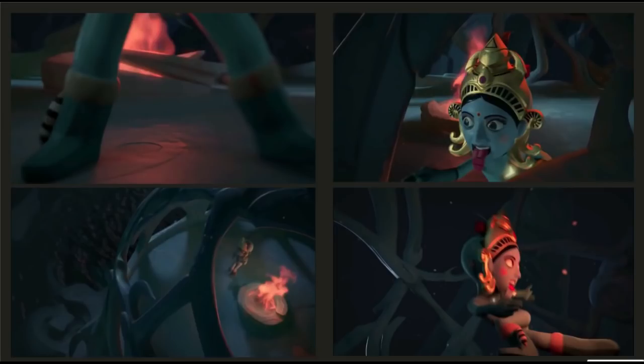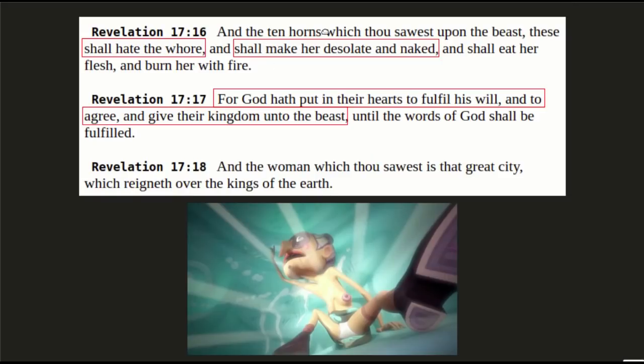And so if this is a representation of what the beast is doing to the whore, it actually captures it pretty well if you were to think of it metaphorically as Kali stomping on Shiva. They've been partners for a very long time, the beast and the whore, and now the beast is about to destroy her. Now, biblically, that actually is what happens to the Catholic Church, right? Or the whore of Babylon in Revelation 17. How is the whore destroyed in the Bible? The 10 horns of the beast, which thou sawest upon the beast, these shall hate the whore, and shall make her desolate and naked. There she is, desolate and naked, and shall eat her flesh and burn her with fire.